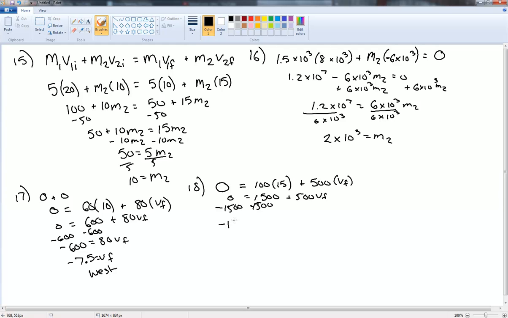And we'll get negative 1500 equals 500 VF. Divide each side by the 500. And we get negative 3 equals VF. But in this case, the negative 3 is going to mean 3 to the east, which is choice 3.